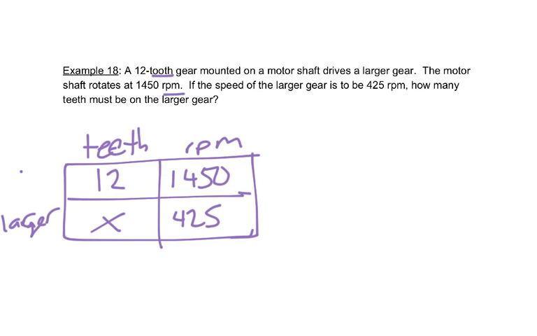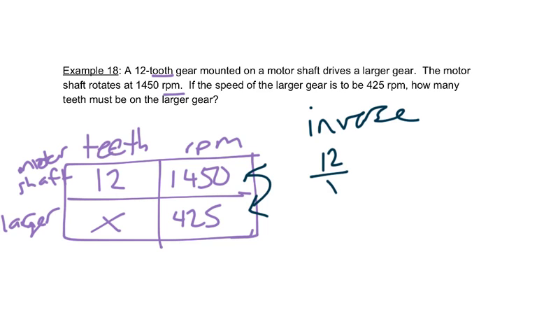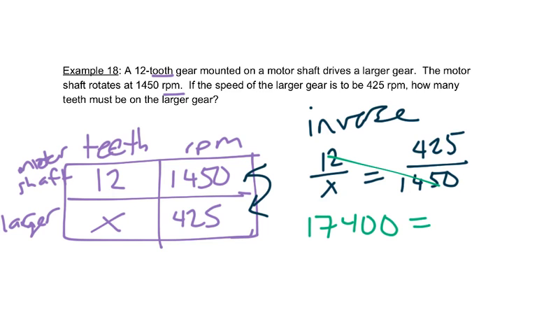And this was the motor shaft. So it's a teeth gear situation, which means it's an inverse proportion. So we'll write 12/x equals 425/1450. So 12 times 1450 equals 17,400. 425 times x is 425x. Divide both sides by 425.